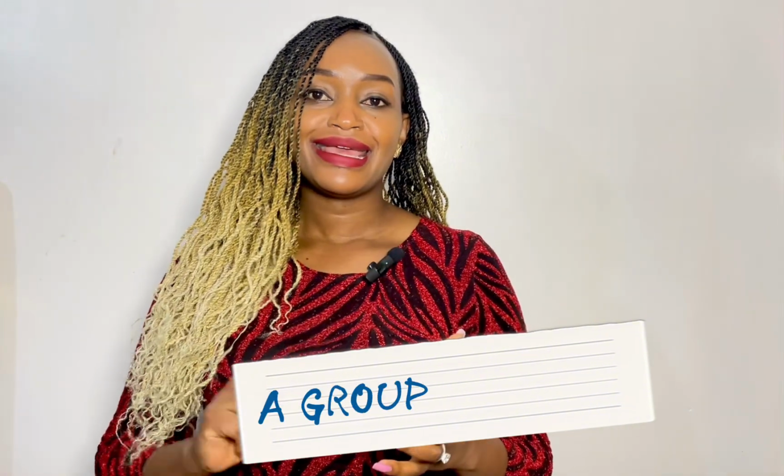If you have many bees, B-E-E-S, many bees together, which name do you give? Which collective noun do you give? Do you know it? I'm waiting for you to tell me. It's a swarm of bees.